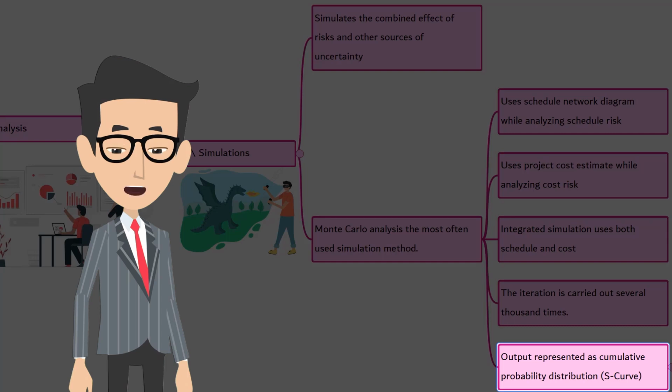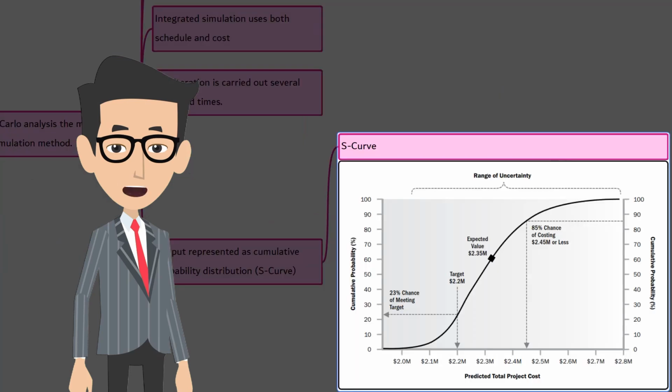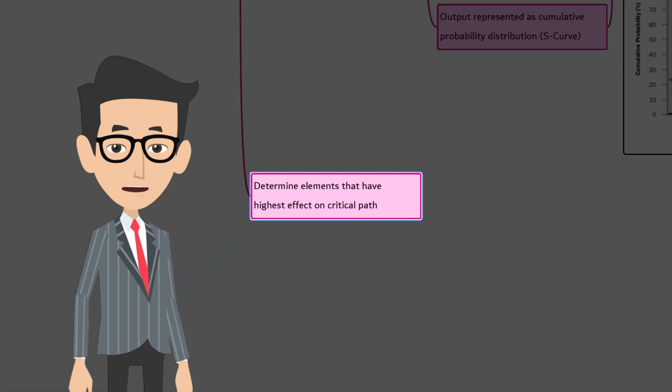Let's look at an example of an S-curve from the PMBOK guide, page number 433, figure 11.13. Here, there is a 23% chance that the project can be completed within 2.2 million and an 85% chance to complete the project within 2.45 million or less. Quantitative schedule risk analysis can be used to determine which elements have the highest effect on the critical path. This helps to focus on those elements to achieve schedule performance.